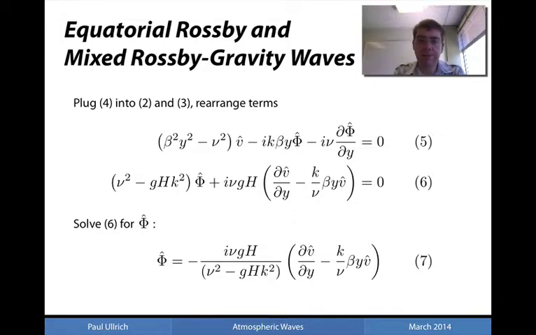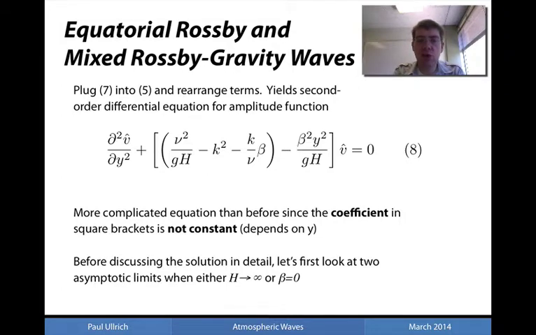If we plug equation number 7 into equation number 5, that then gives us a second order differential equation for the amplitude function of the meridional velocity v hat. Note, however, that the coefficients are not constant in this case, and in fact a y squared term appears here within the square brackets on the right hand side. This is a more complicated equation than the ones that we've looked at before, and does not have simple wave-like solutions associated with it. In order to solve for the meridional dependency of v hat, we'll have to examine this differential equation in a bit more detail.